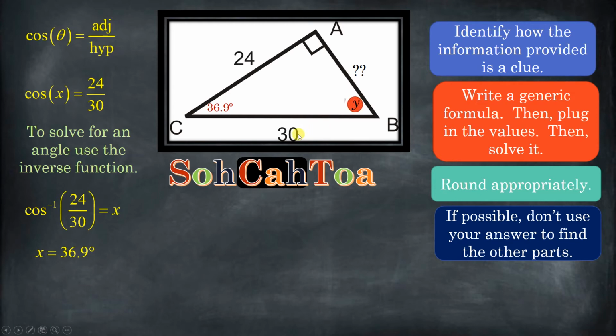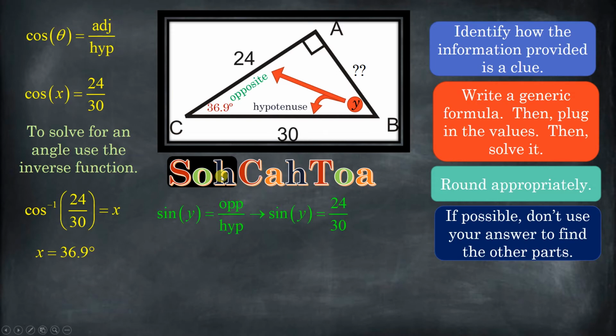So now the information they gave us is these two sides, and this is the hypotenuse, and 24 is the opposite. And so if you look at SOHCAHTOA, we have an opposite, we have a hypotenuse, that's sine. So start off with your formula, plug in your values. This is an inverse function because we need to find the value of the angle. We know the ratio of the sides. Plug it in, round it correctly. 53.1 degrees is what you got.